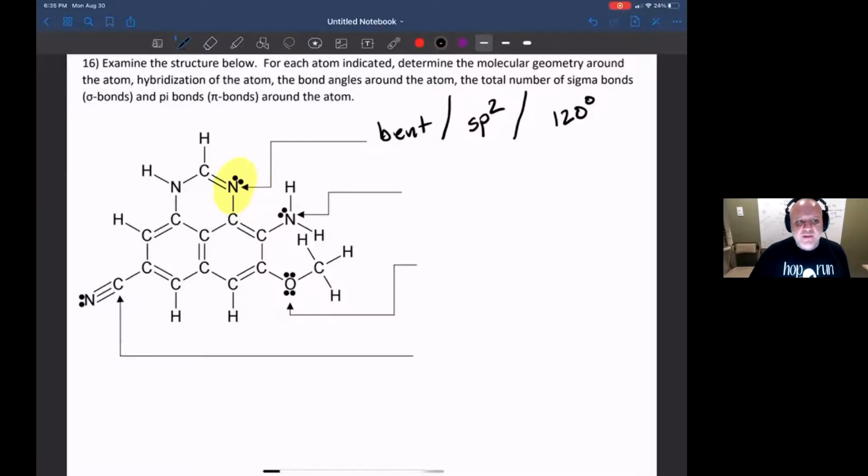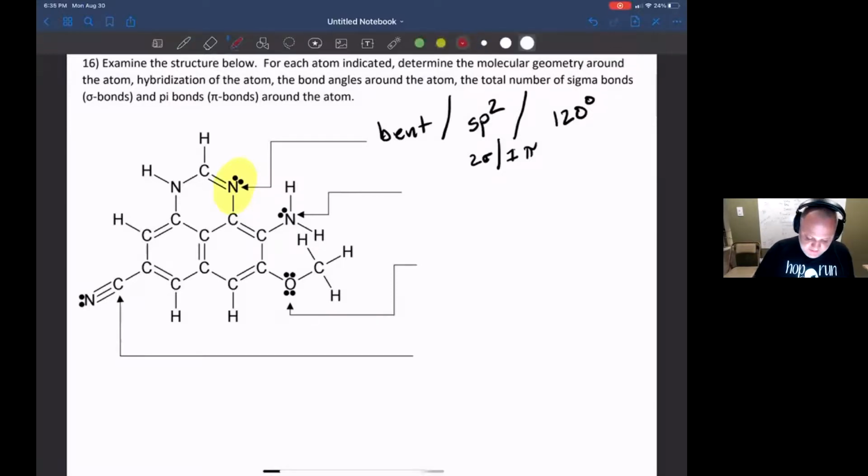All right, the last one is the number of sigma and the number of pi bonds around that particular atom. Well, it's got a single bond and a double bond. So that means the single bond has a sigma bond and the double bond has 1 sigma bond. So that's a total of 2 sigma bonds. And the other bond in the double bond is a pi bond. So it's 2 sigma, 1 pi. Okay, so let's take a look at the next one.